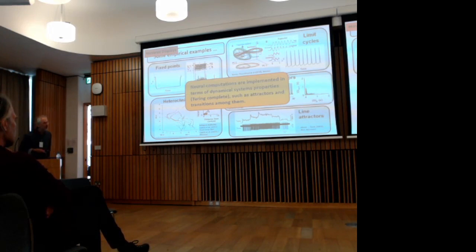But the other take-home here really is, I just wanted to say that in computational neuroscience we often think of neural computations as being implemented in terms of the dynamical systems properties of the system, such as attractors and transitions among them. And on the side, I just want to mention that dynamical systems are also Turing complete. So any Turing machine you can implement as a dynamical system.